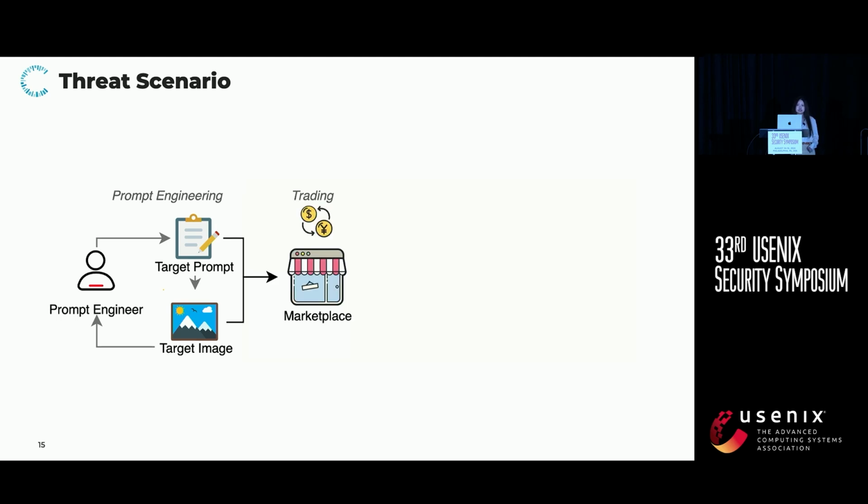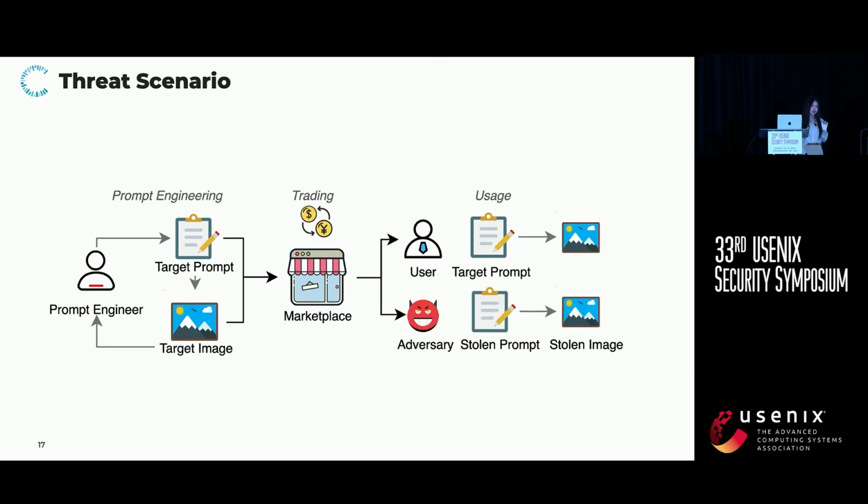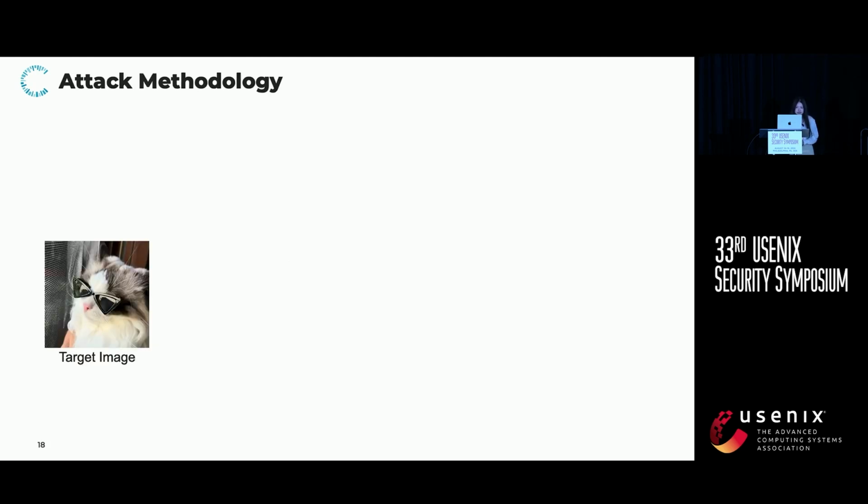And the prompt engineer can submit both the target prompt and target image to the prompt marketplace. If a user is interested in the prompt, he will buy it, so he can use it to generate some images. And if an adversary is interested in the prompt, he will use some techniques to steal the prompt based on the target image. So we call the inferred prompt the stolen prompt, and the images generated by the stolen prompt the stolen images. Okay, now we move to the attack methodology part.